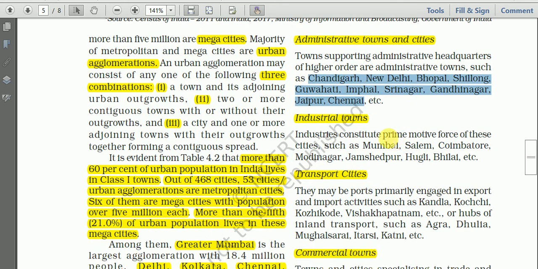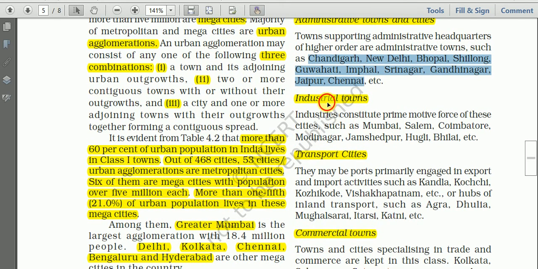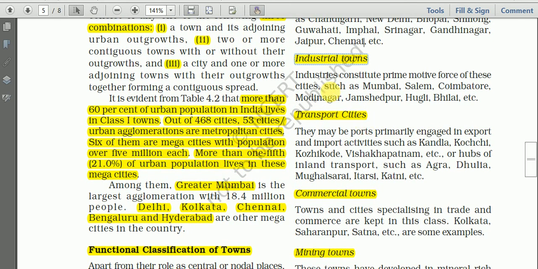Okay, so next we have industrial towns. So industries constitute the prime motive force of these cities. The main function of these towns is manufacturing. Prime motive force is industry. And examples we have Mumbai, then Salem, then Coimbatore, Modinagar, Jamshedpur, Hooghly, Bhilai.